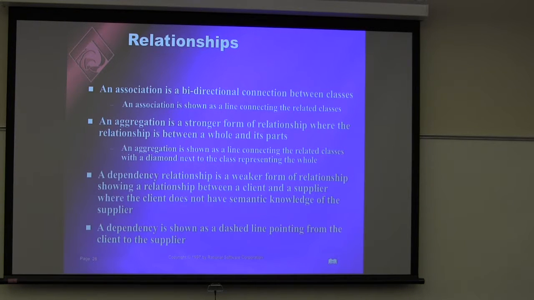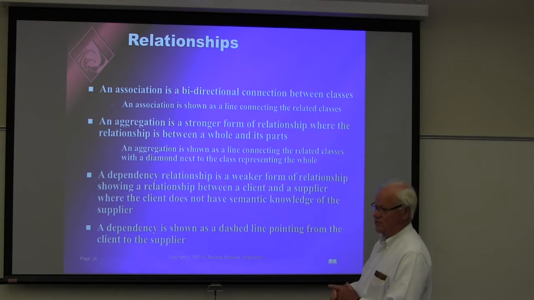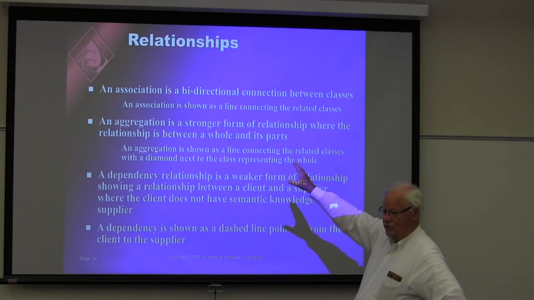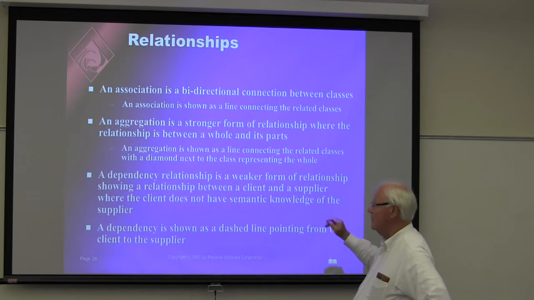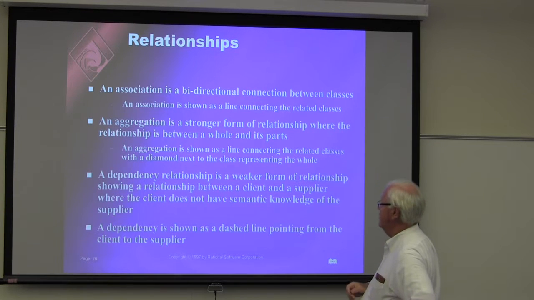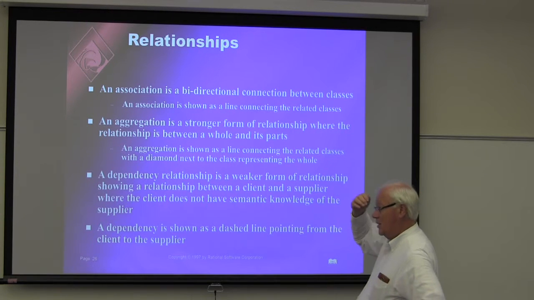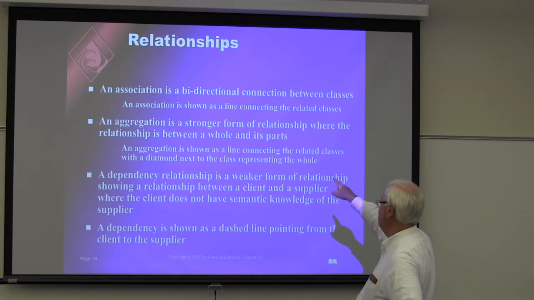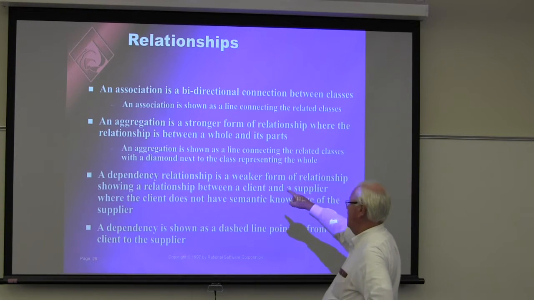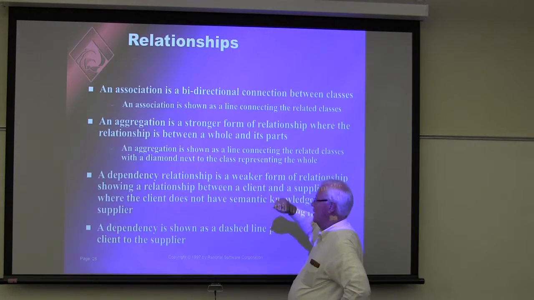Association are bidirectional connection between classes. And it's shown as a line connecting the related classes. So that registration manager in courses is going to be bidirectional, isn't it? Okay. An aggregation is a stronger form of relationship where the relationship is between a whole and its parts. An aggregation is shown as a line connecting the related classes with a diamond next to the class representing the whole. And we'll see that in a minute.